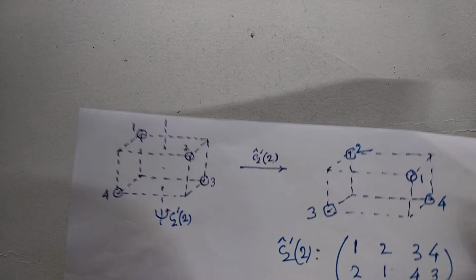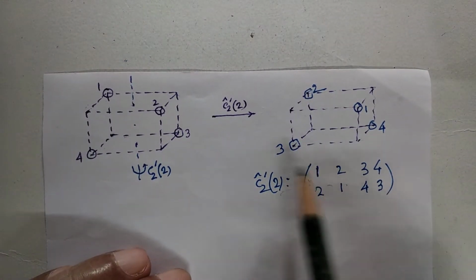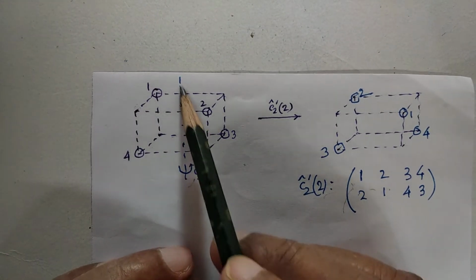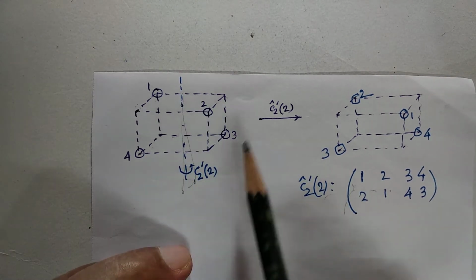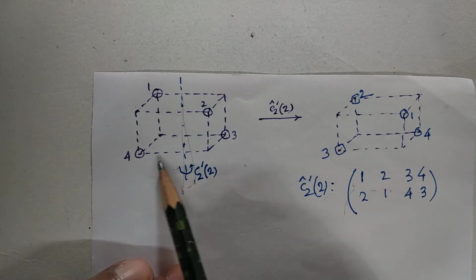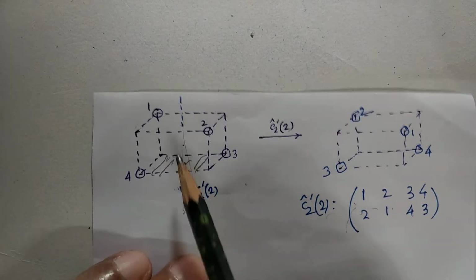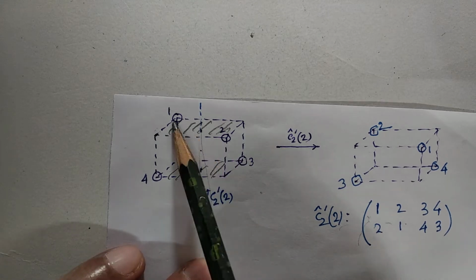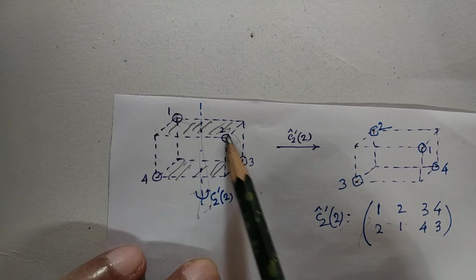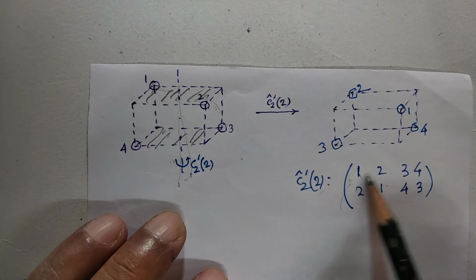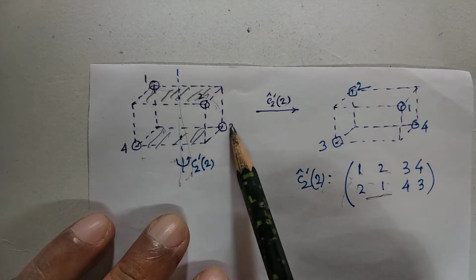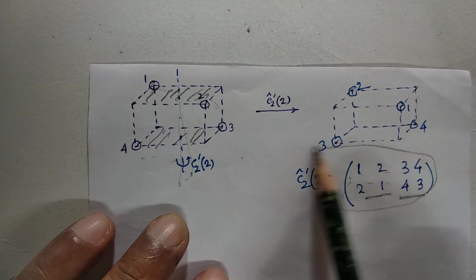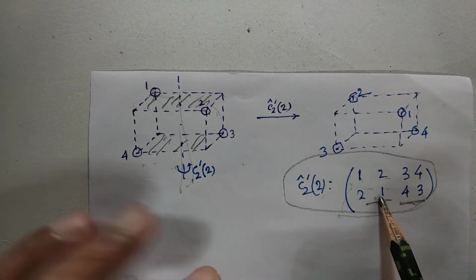Similarly, we can construct the C2 2 primed operator. This is done here. C2 2 primed operator is like this. And if you rotate the box, what will happen? This face and this face will not change. Only the atoms will exchange places. So 1 and 2 will exchange places. Similarly, 4 and 3 will exchange places. So this will be the permutational representation of the C2 primed 2 operator.